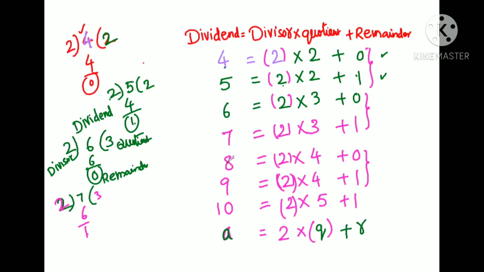So any number can be written like this: 8 can be written as 2 into 4 plus 0, 9 can be written as 2 into 4 plus 1, 10 can be written as 2 into 5 plus 0. In this way, the remainder is 0 or 1 when the divisor is 2. When the divisor is 2, remainders are 0 and 1.